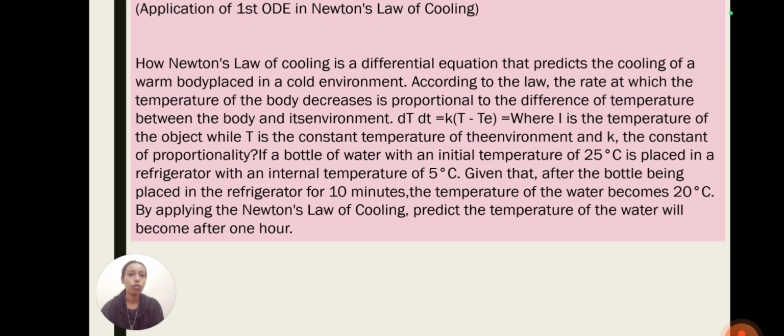If a bottle of water with an initial temperature of 25 degrees Celsius is placed in a refrigerator with an internal temperature of 50 degrees Celsius, given that after the bottle being placed in refrigerator for 10 minutes, the temperature of the water becomes 20 degrees Celsius. By applying Newton's law of cooling, predict what the temperature of water will become after 1 hour.